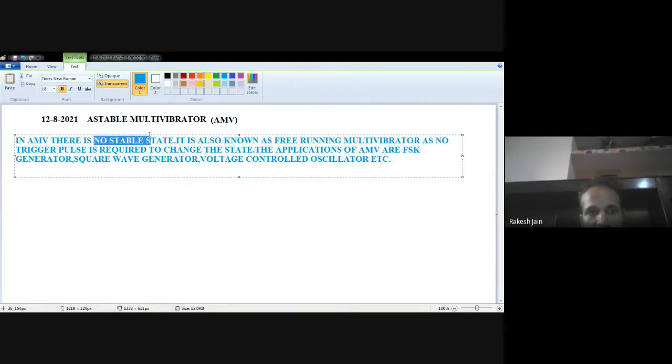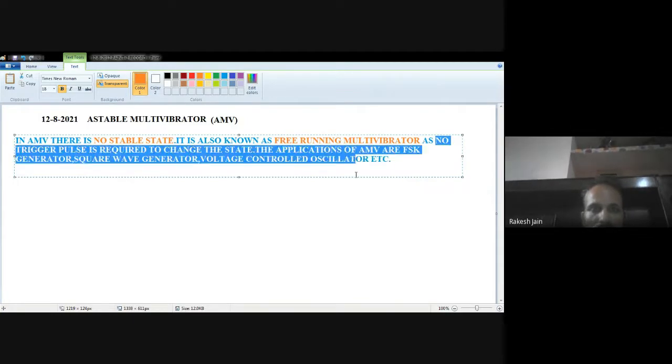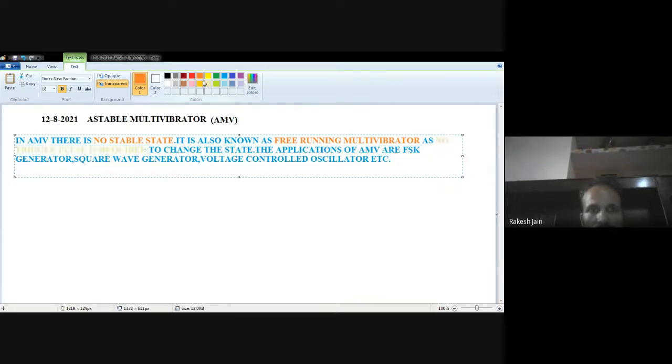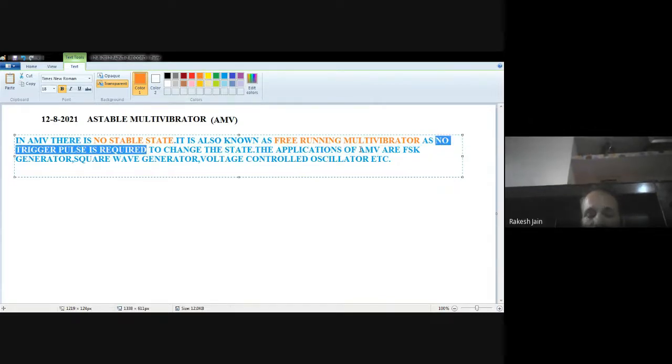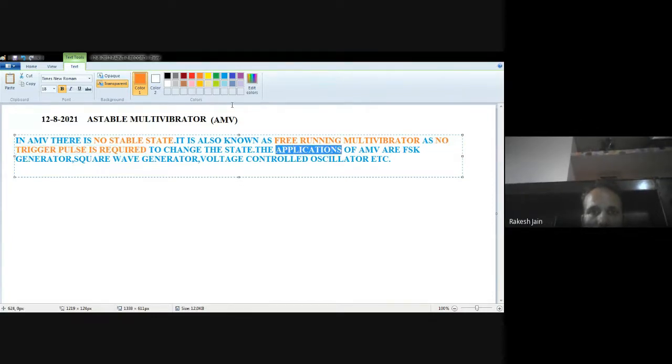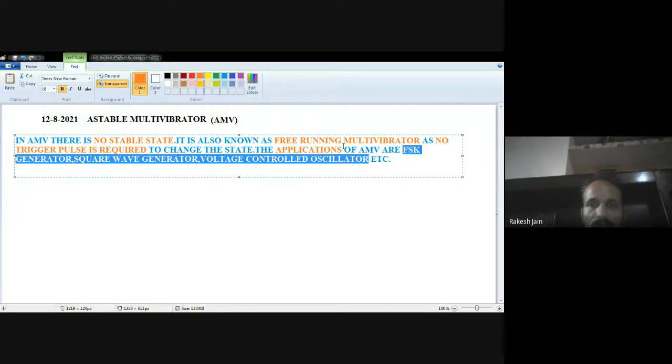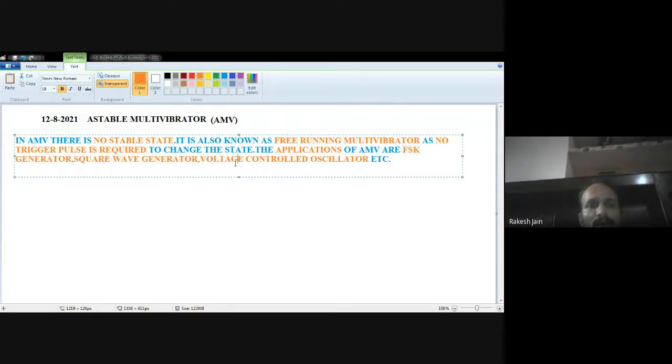Now I change the colors, which are very important for us to remember. There is no stable state. It is also known as free running multivibrator, as no trigger pulse is required in this. Now we have to remember the applications of the astable multivibrator: FSK generator, square wave generator, voltage controlled oscillator. These are the most important applications.